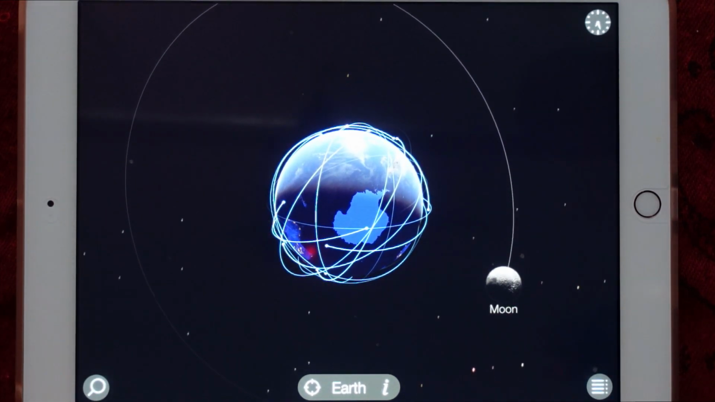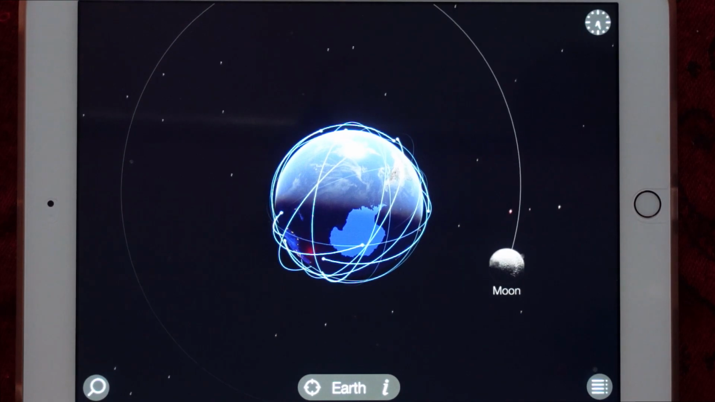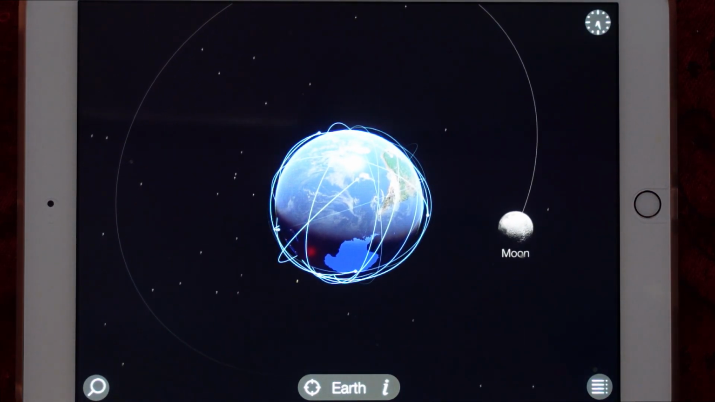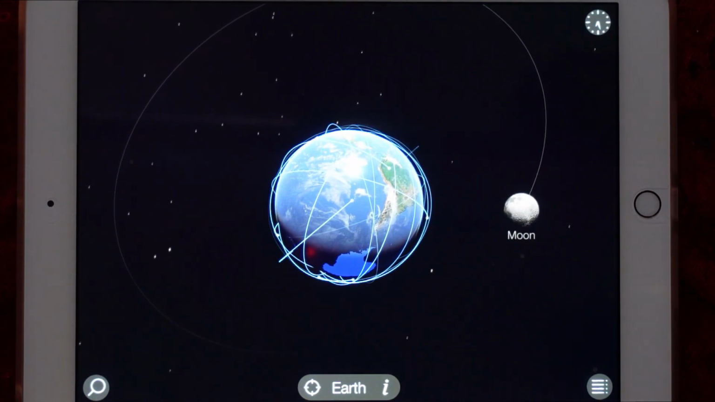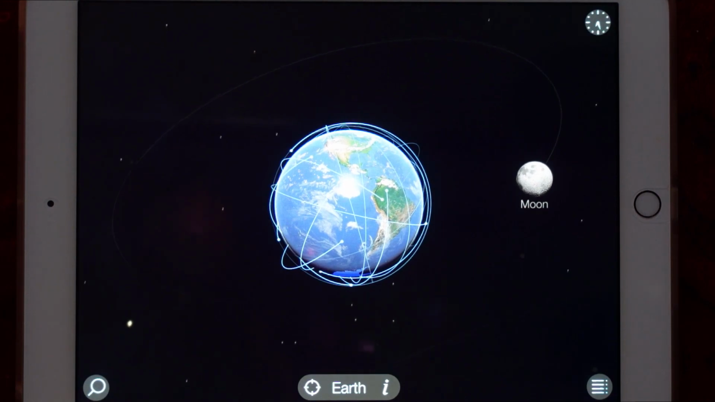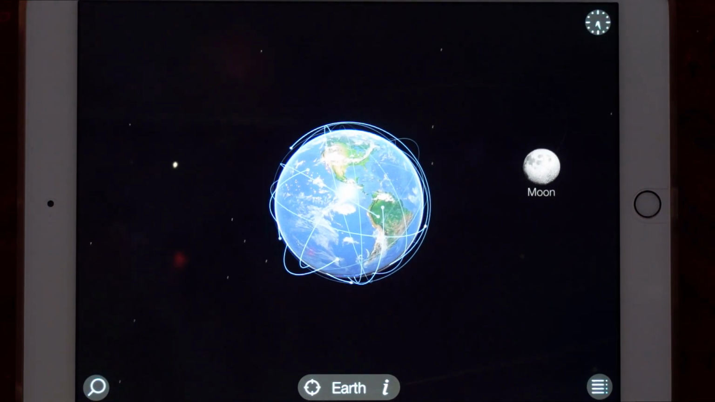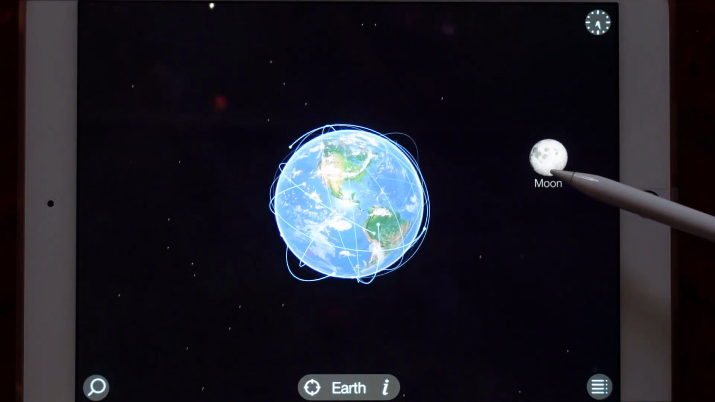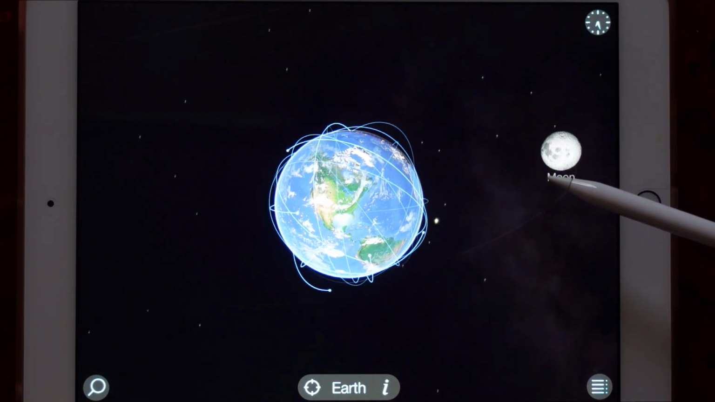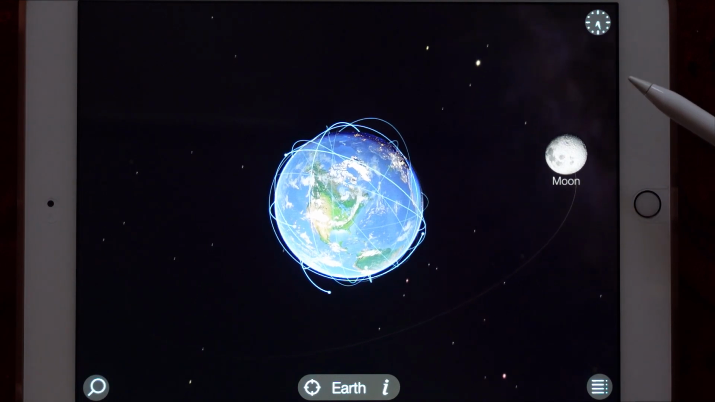It's all about the planets, and as you can see, it's moving by itself at the moment. It's going through our solar system. In the middle, we have the Earth, and you can see the moon at the side, and soon you will see other planets pass by as well.